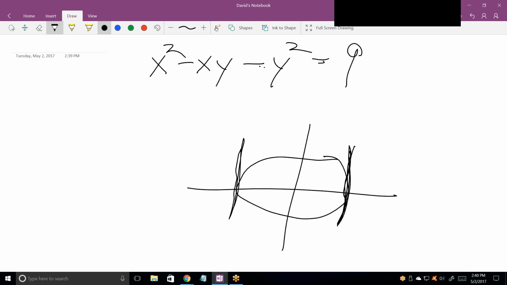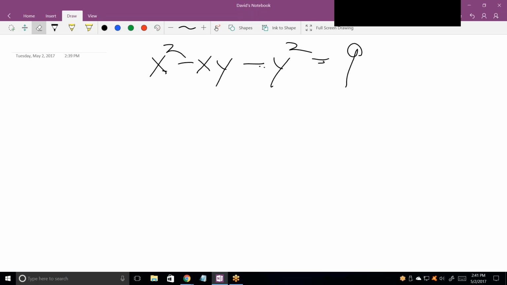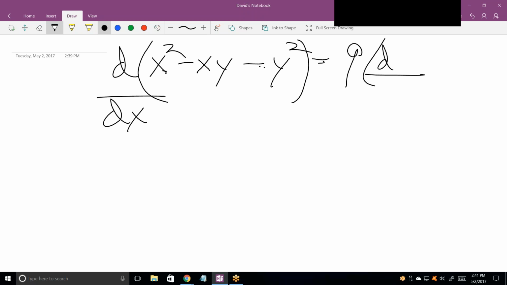Well, where the tangent lines are vertical is where the first derivative is undefined. So we're going to want to solve this for dy/dx, and set that equal to undefined and figure out where we have division by 0, which is always where it's undefined. So implicitly differentiate that. In other words, take the derivative of that with respect to x and the derivative of that with respect to x. And that 9 is just going to cancel out.